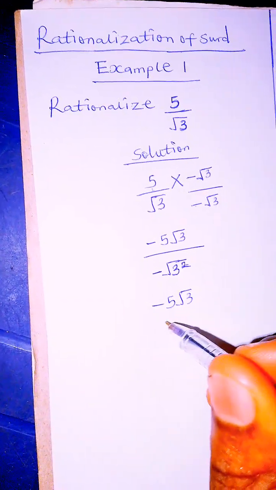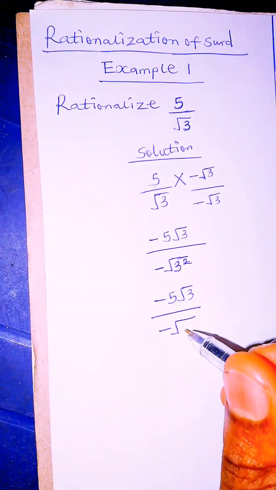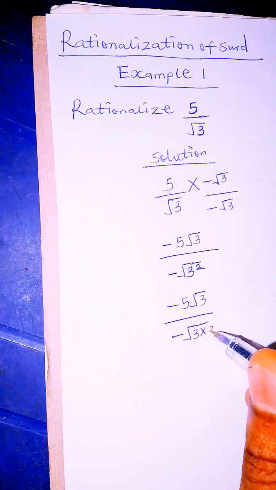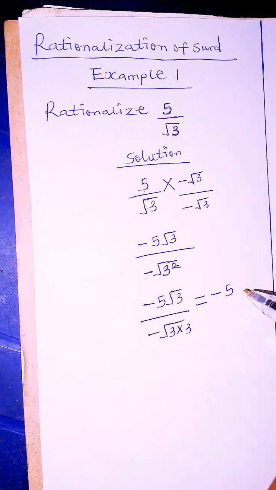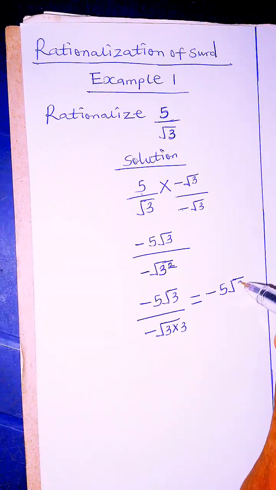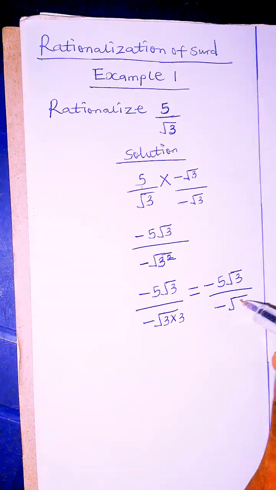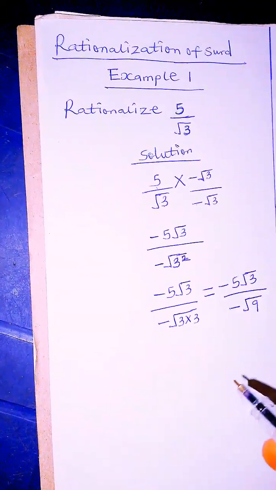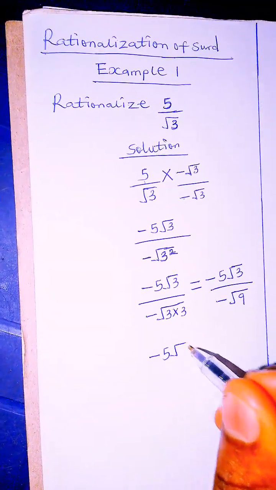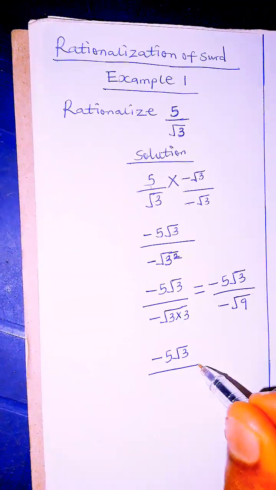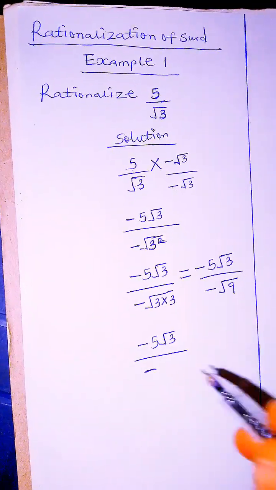root 3 over minus root 3 squared. What does that mean? 3 times 3. So we have minus 5 root 3 over minus, 3 times 3 is what? 9. Such that I have minus 5 root 3 over minus root 9, which will give me what? 3.